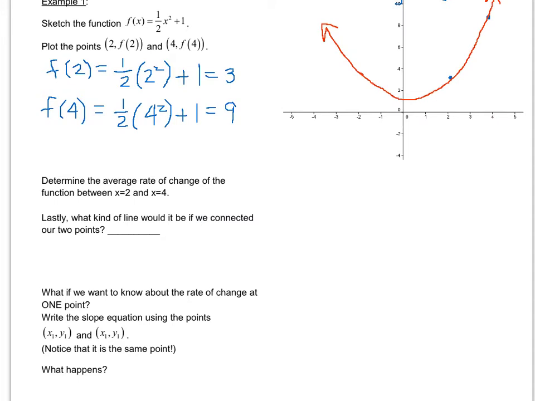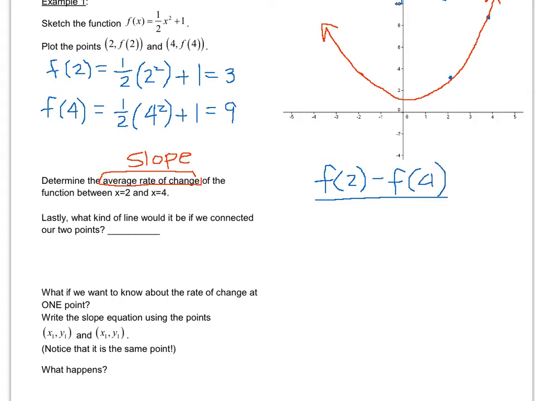Now when I want to determine the average rate of change of the function, average rate of change is just slope. I want to know on average how this function changes its y values over the interval from x equals 2 to x equals 4. So you're just going to use the slope formula. You can do this either way. It can either be f of 2 minus f of 4, or it could be f of 4 minus f of 2, but then you just have to be consistent in the denominator. If 2 came first in the numerator, then 2 would come first in the denominator.